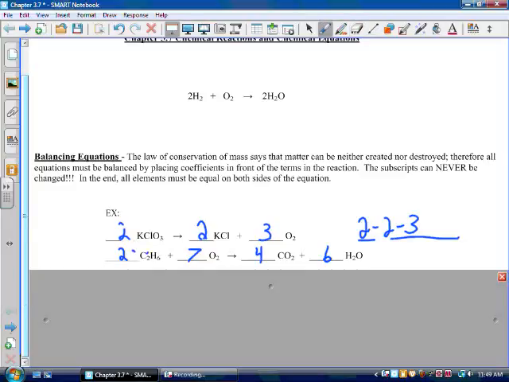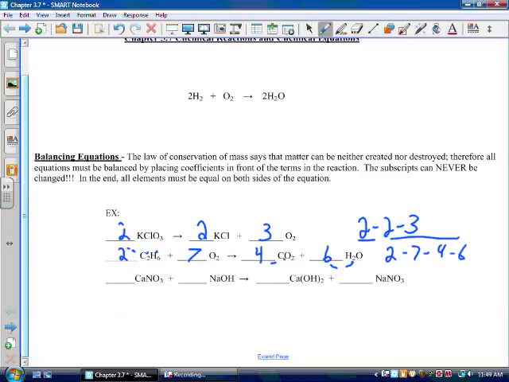2 times 2, 4 carbons. 4 times 1, 4 carbons. 2 times 6, 12 hydrogens. 6 times 2, 12 hydrogens. 7 times 2 is 14 oxygens. On the right, 4 times 2 is 8, plus 6 times 1 is 6, is a total of 14 oxygens. So that equation is balanced. Off to the side, I would write 2, 7, 4, 6.